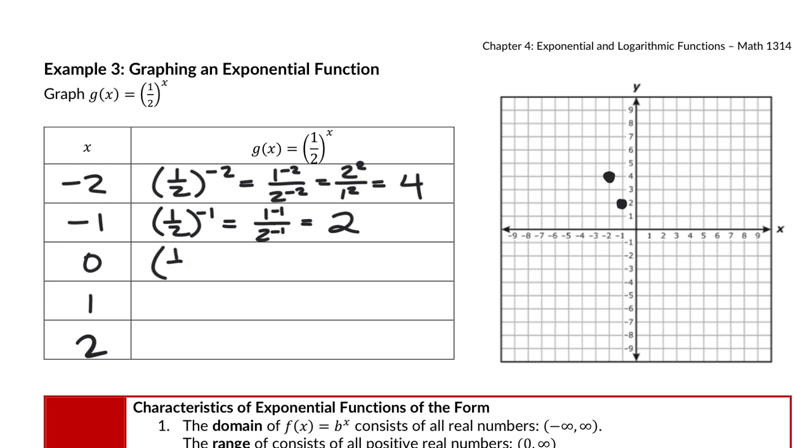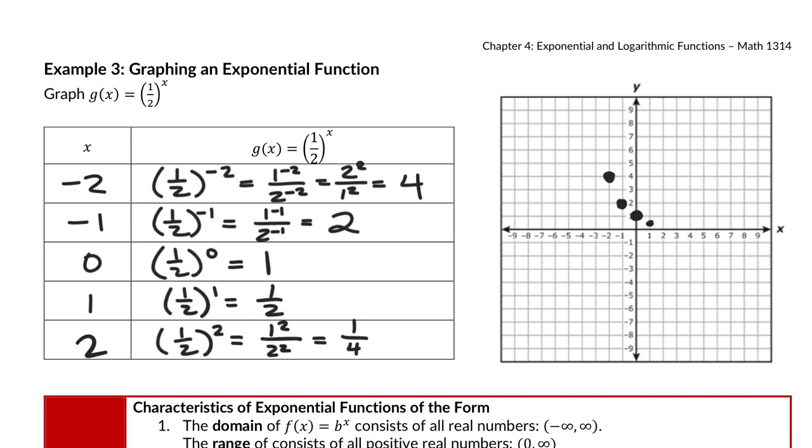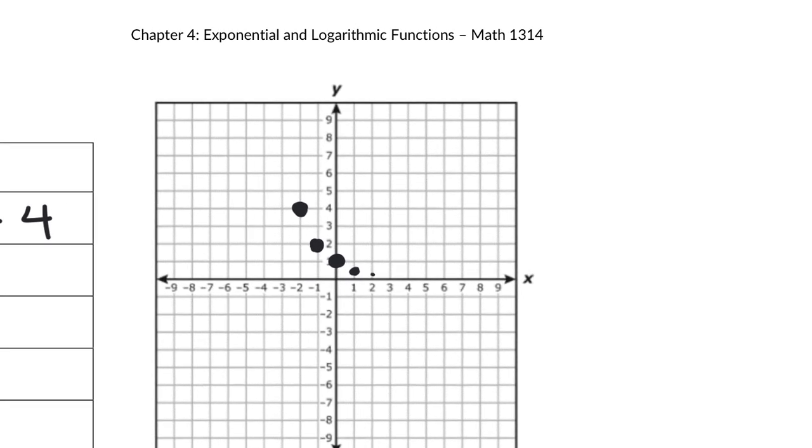If I plug in 0, what's anything to the 0 power? It's 1. Anything to the 0 power is 1, which is kind of wild. And then we have 1/2 raised to the first power, which, anything raised to the first power is just that anything. So now I'm at 1, 1/2, and you're going to do your best to do a half. And then if I plug in 2, this is going to be 1 squared over 2 squared, which is 1/4. So again, do your best on that one to try to get it to be approximately 1/4.